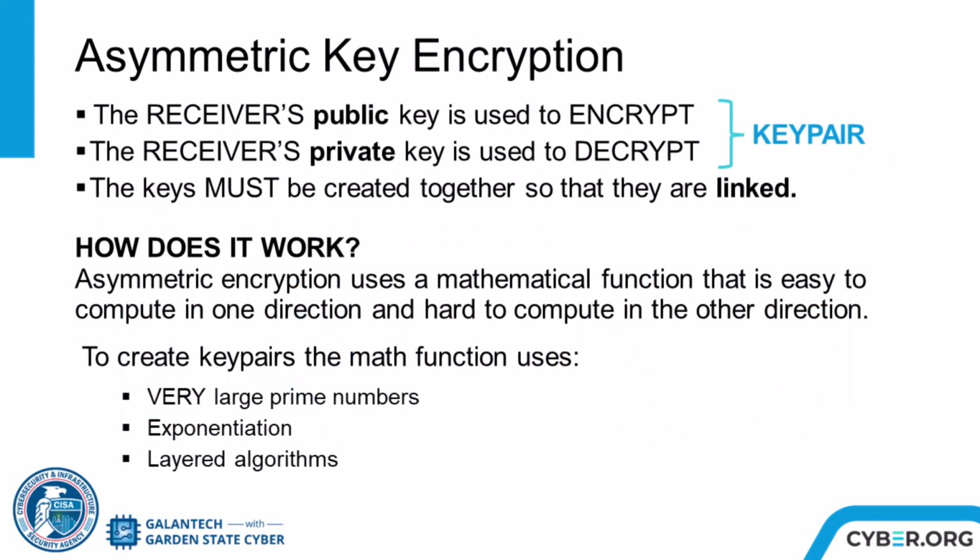For a key pair to work, the receiver's public key is used to encrypt and the receiver's private key is used to decrypt. Both of the keys must be created together so they are linked. They also need to be created by the message receiver. You can't mix and match key pairs. They won't line up. The key pair used in an asymmetric encryption is created using very complicated math. But the principle of how it works is very simple.